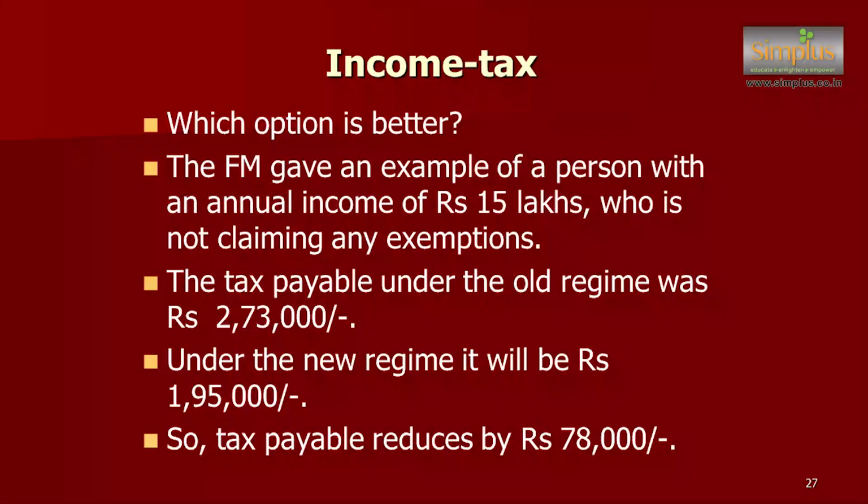Which option is better? The finance minister gave an example in her speech of somebody with an income of 15 lakh rupees per annum who is not claiming any exemptions. 15 lakhs I'm earning, not a single rupee am I claiming as an exemption. I would have to pay 2,73,000 rupees of income tax under the old regime. But under the new regime, my tax drops to 1,95,000 rupees, and the saving is quite an impressive 78,000 rupees.